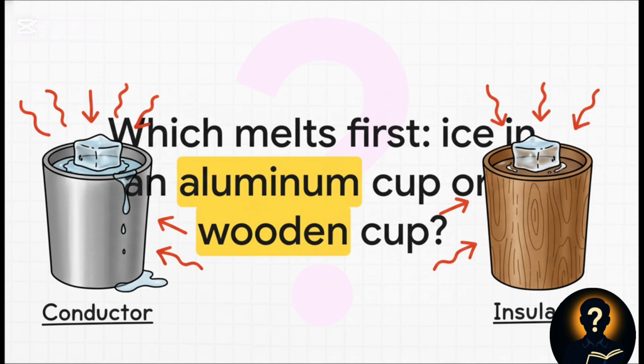All right, to wrap this all up, let me leave you with a final brain teaser. Imagine you have 2 cups, one made of aluminum and one made of wood. You place an identical ice cube in each. Which ice cube melts first? And more importantly, why? The answer has everything to do with what we've learned today. Think about conduction. Which material is better at pulling heat from the room and transferring it to the ice?